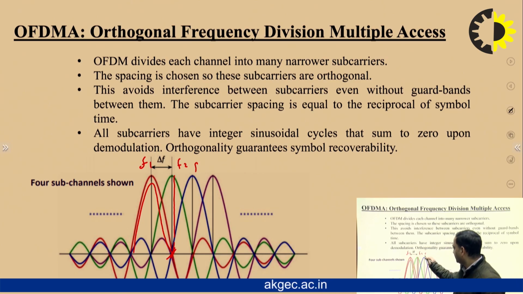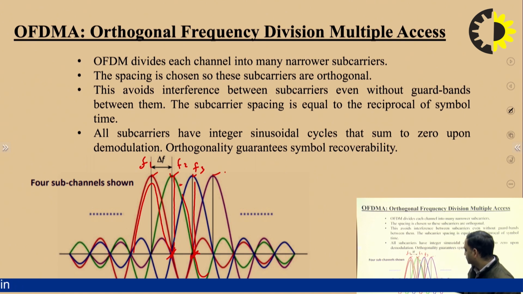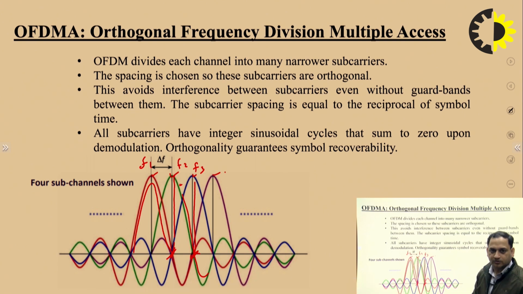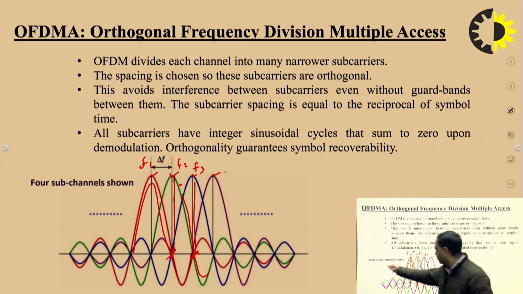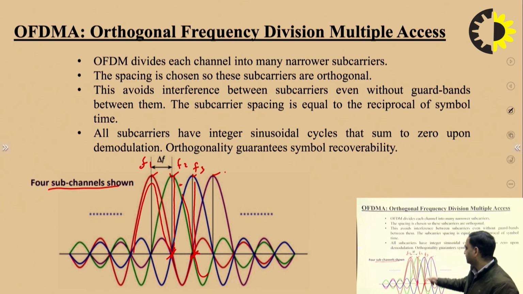Similarly, if we have F3 here, then for F3 we will follow the null point of the second. So we can see this is a null point for this one and the peak of this one, null point of this one and peak of this one, and so on. So this is the orthogonality condition for these sub channels, F1, F2, F3 and F4, and so on.